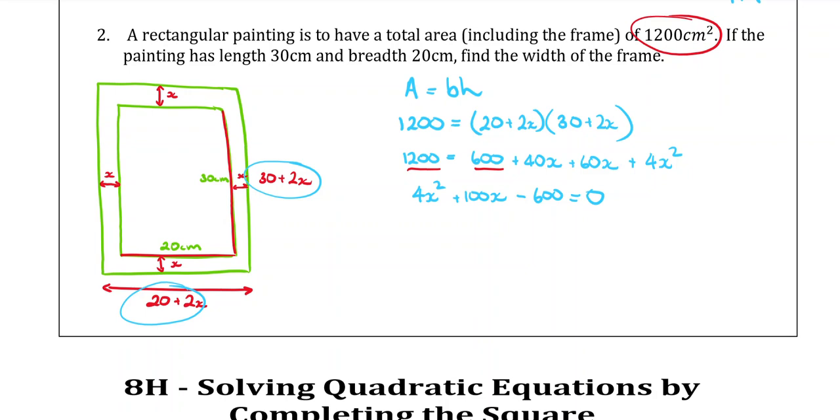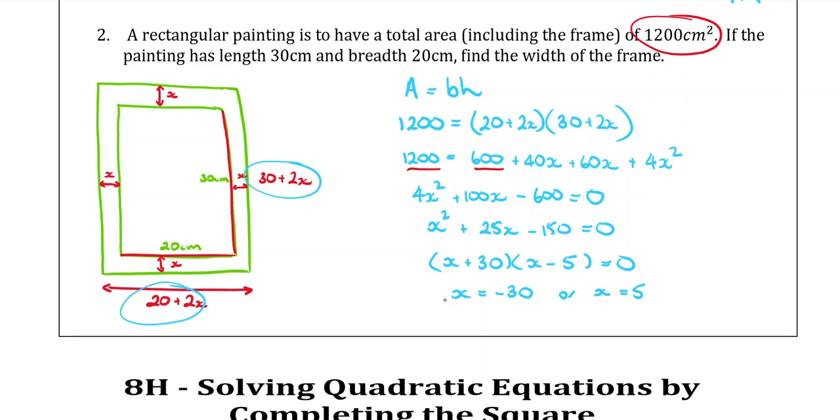That looks like a non-monic quadratic, but it doesn't need to be because I can divide everything through by 4. So dividing by 4, I get x squared plus 25x minus 150 equals 0. So it's a little bit nicer to factorize. And that means that I'm looking for two numbers that times to give the negative 150 and add to give the 25. So that would be a positive 30 and a minus 5. Using null factor, I get x equals negative 30 or x equals 5.